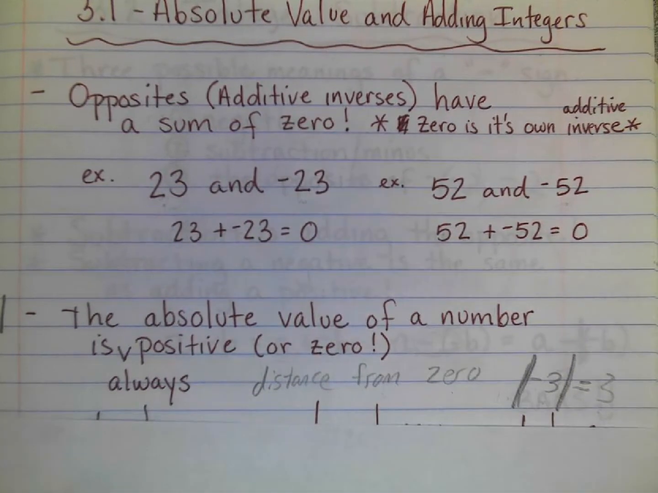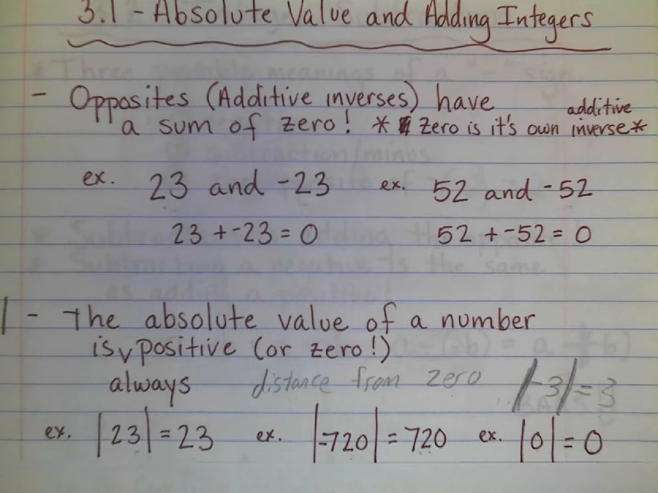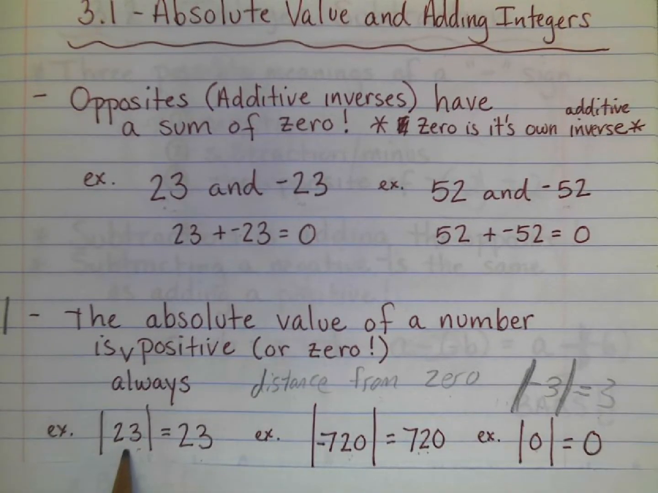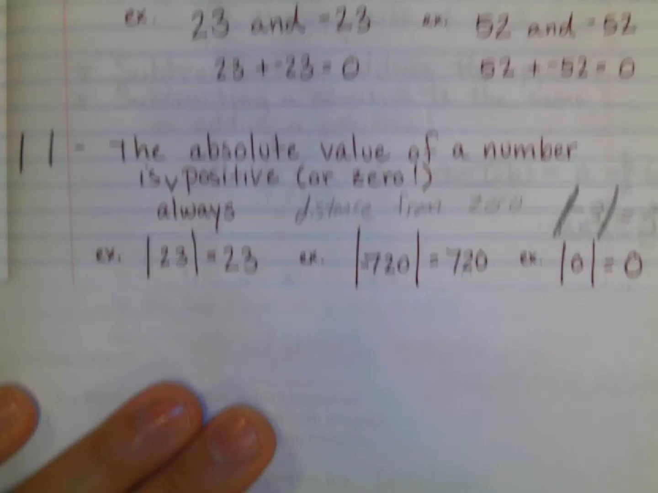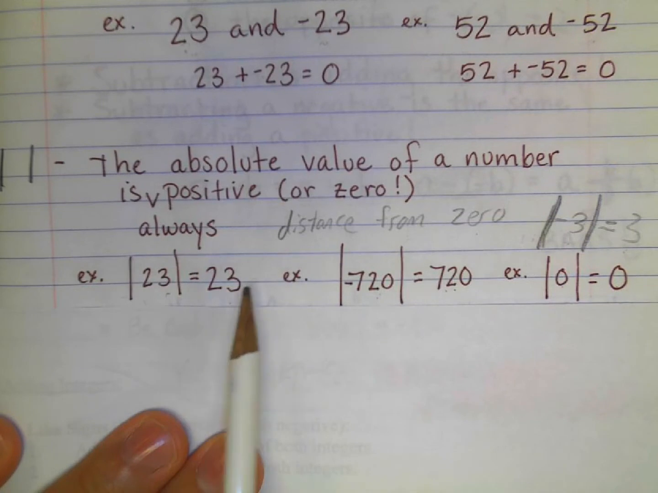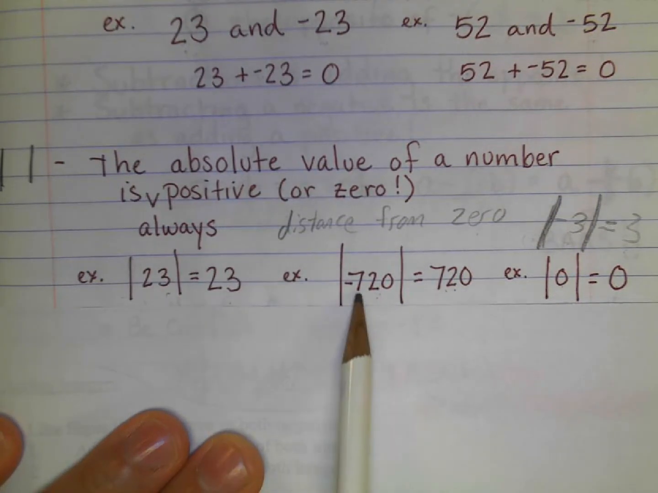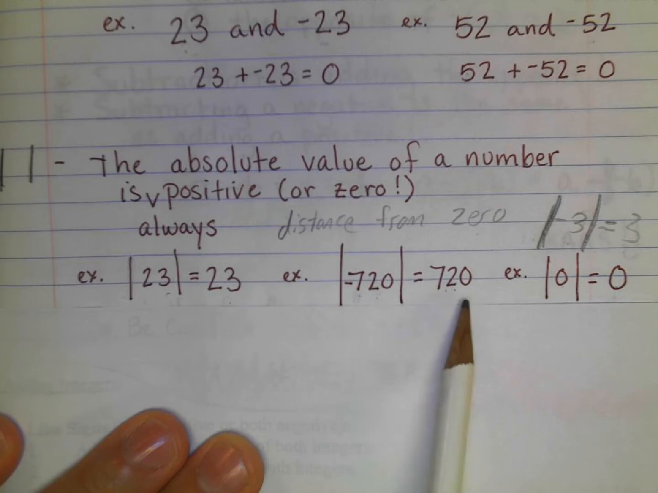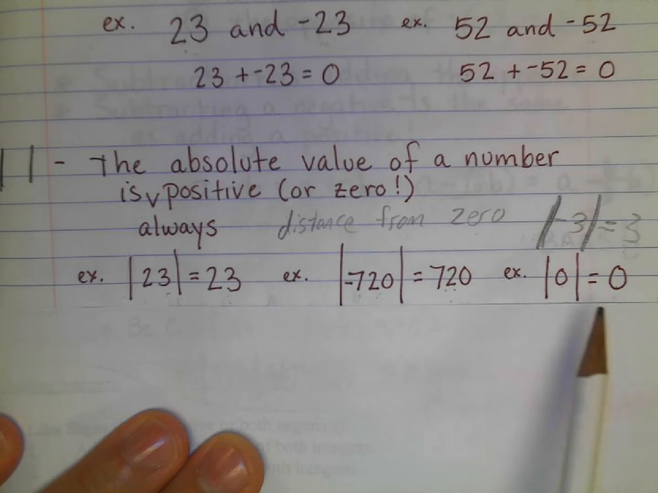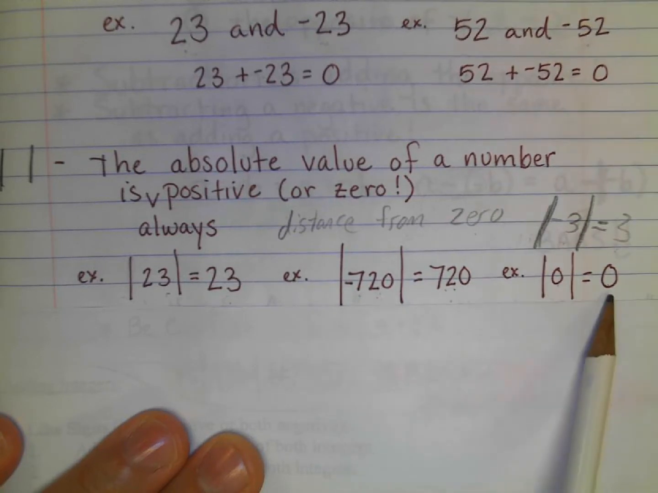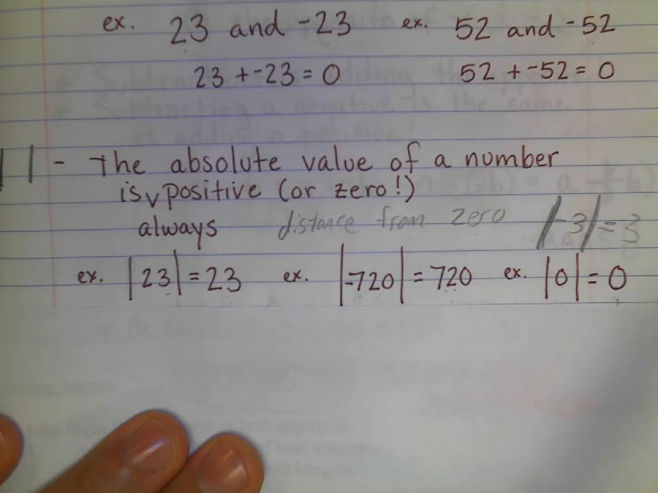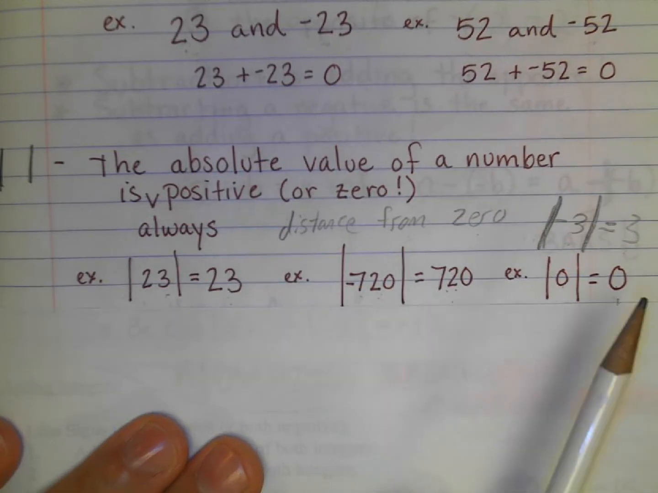How far away from 0? That's absolute value. So the absolute value of positive 23 is 23 units to the right. Right? The absolute value of negative 720 is just 720. And 0 is 0 units away from 0. All right? So that's your absolute value. So opposites, absolute values, not too difficult, not too hard.